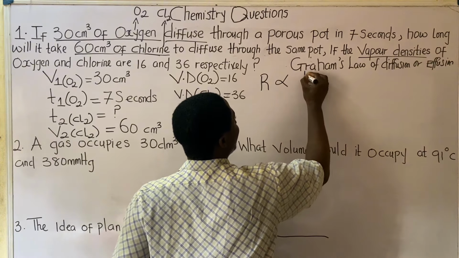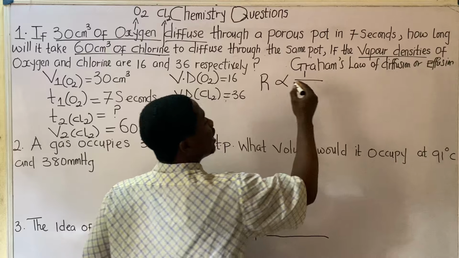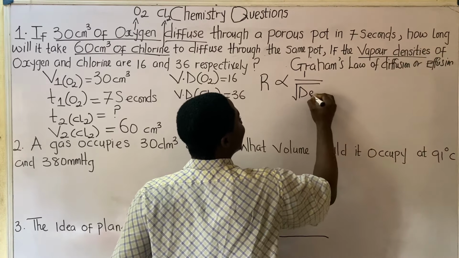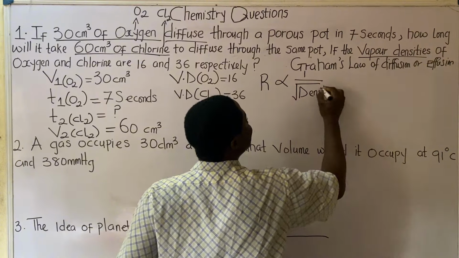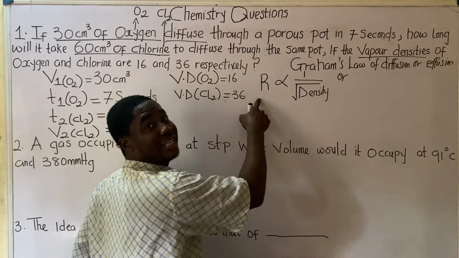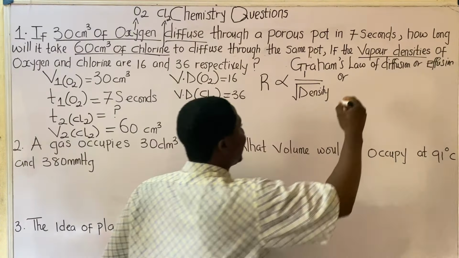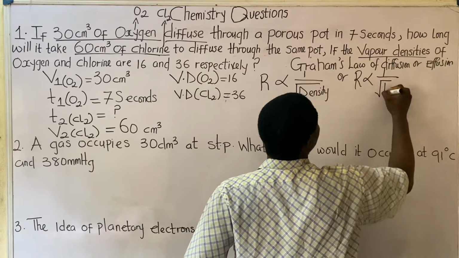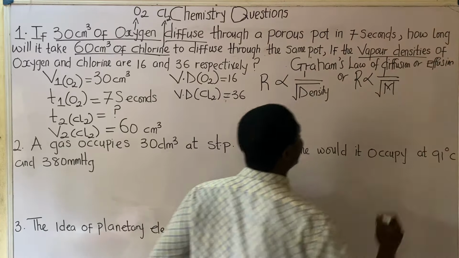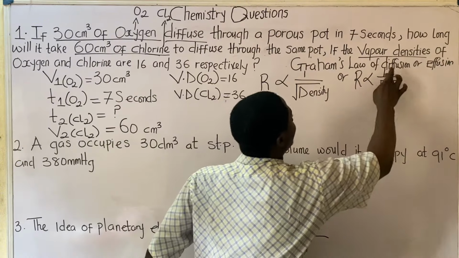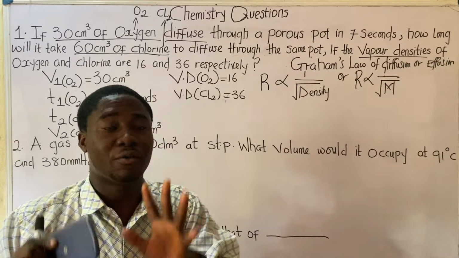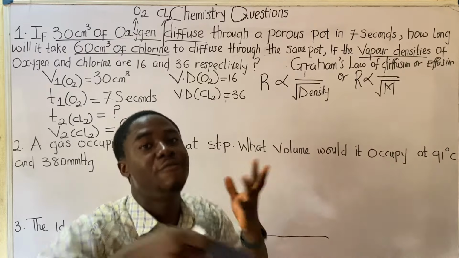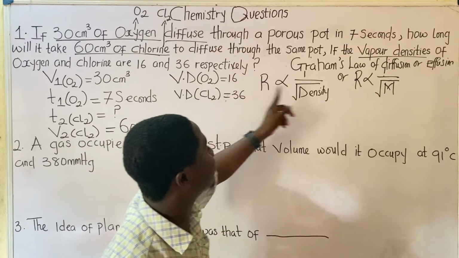Inversely proportional to the square root of its density. Take note, the square root of its density, or we can as well say that the rate of diffusion or effusion of a gas is inversely proportional to the square root of its molecular mass. Are you following me? So if you observe, Graham was trying to relate rate and density, or we can as well call it vapor density, and also rate and molecular mass.